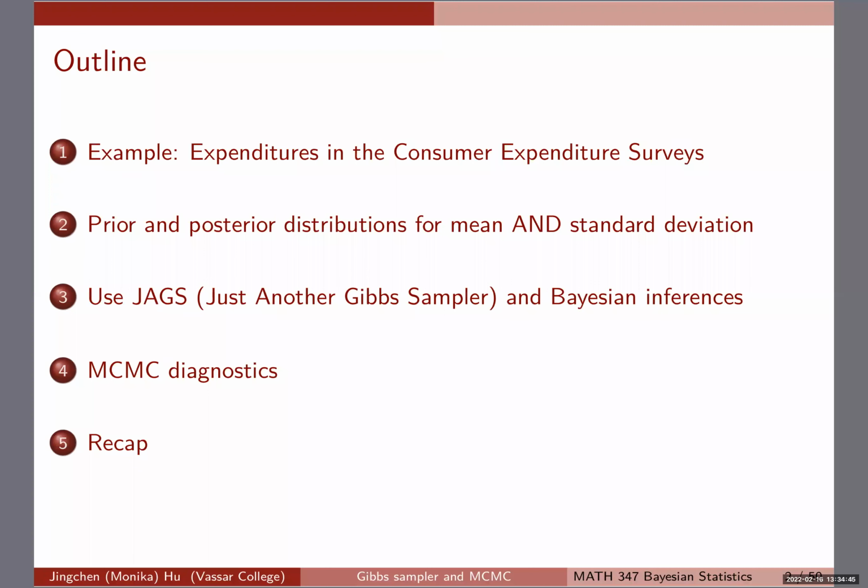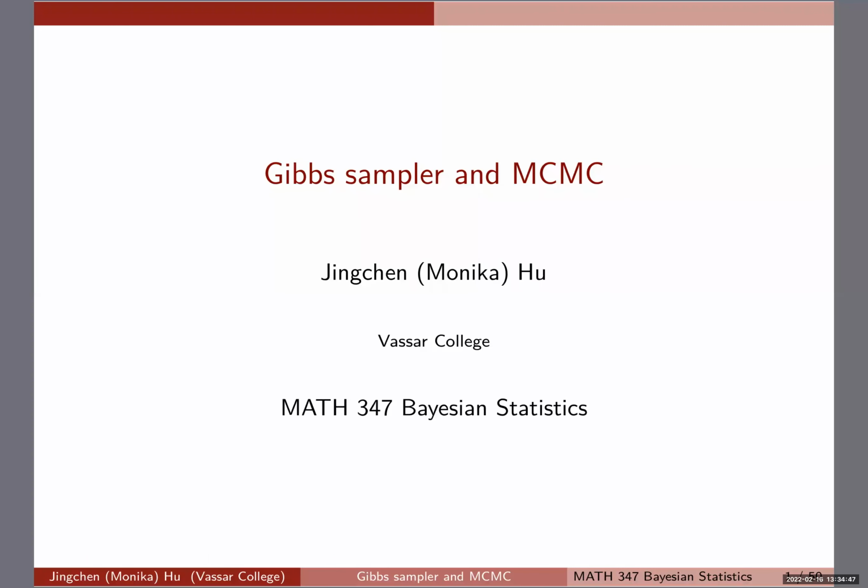For today, we're going to start the Gibbs sampler and MCMC. MCMC stands for Markov chain Monte Carlo. That's the main estimation method for Bayesian models, and the Gibbs sampler is one MCMC algorithm. I'm going to motivate the Gibbs sampler using our normal data example that we had done. Then we're going to see how we can do MCMC estimation using software.